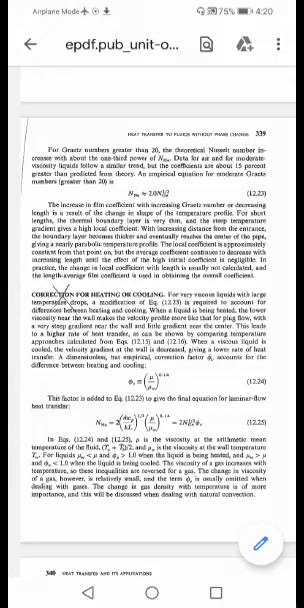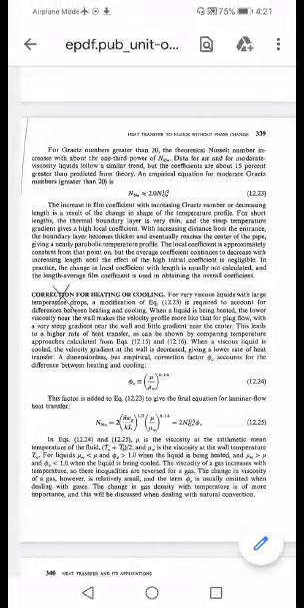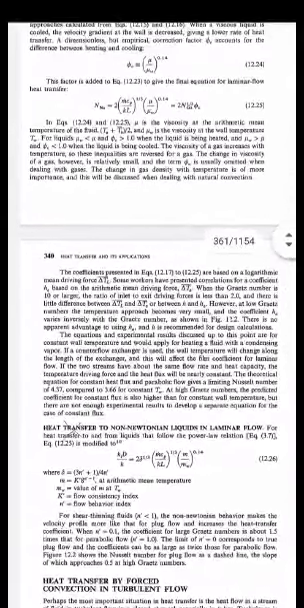So I told you there are basically three types: laminar flow, turbulent flow, and transitional flow, where the heat transfer in laminar flow we have already finished, and the heat transfer in transitional flow is to be seen. Thank you.